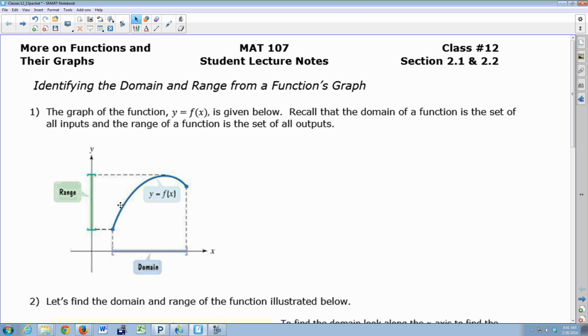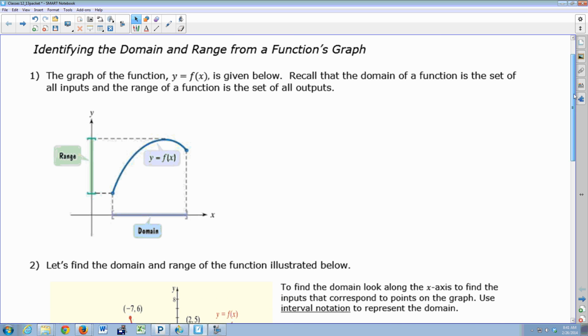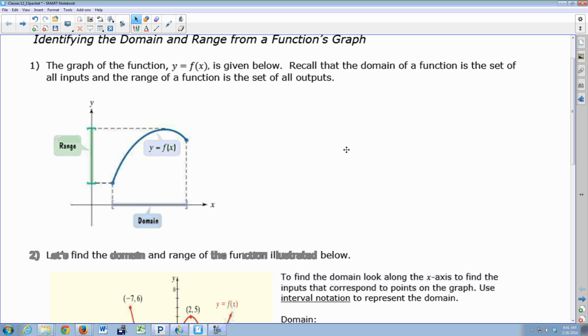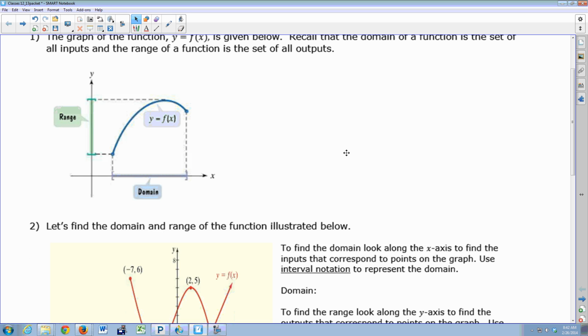So let's take a look at this graph here. This is from your book. Here's the graph of some function. We don't know what it is. It looks like it's part of a parabola. Recall the domain of a function is the set of all inputs and the range is the set of all outputs. So if I were asking you to identify the domain here, you're looking for all of the x values.